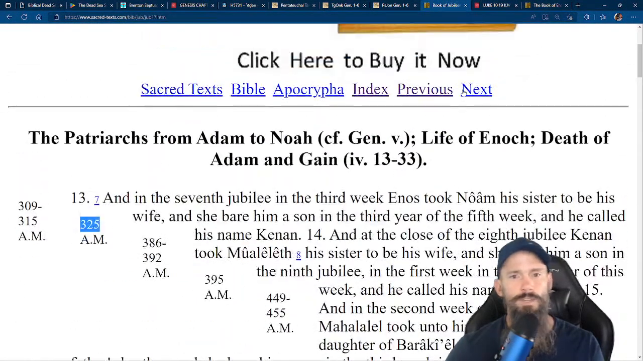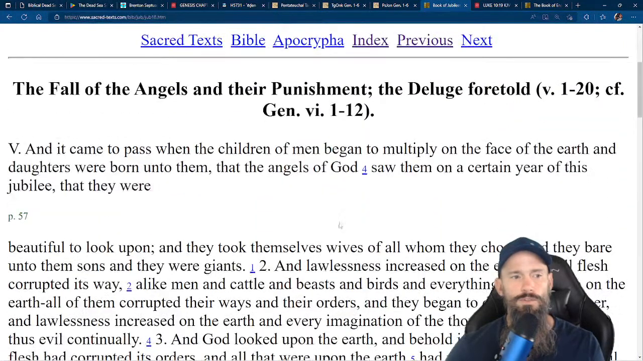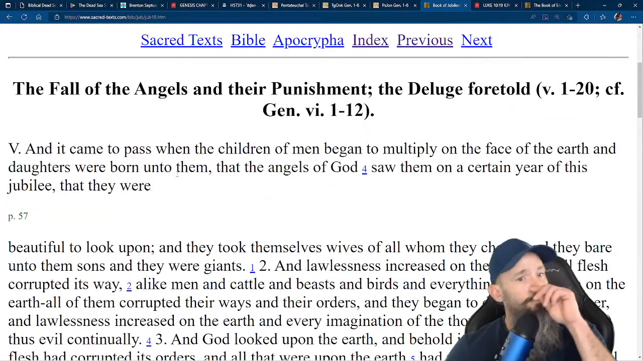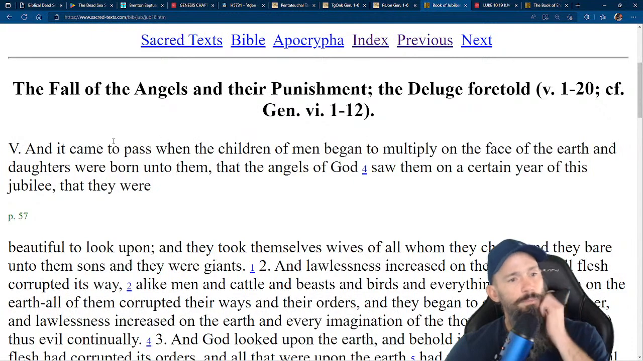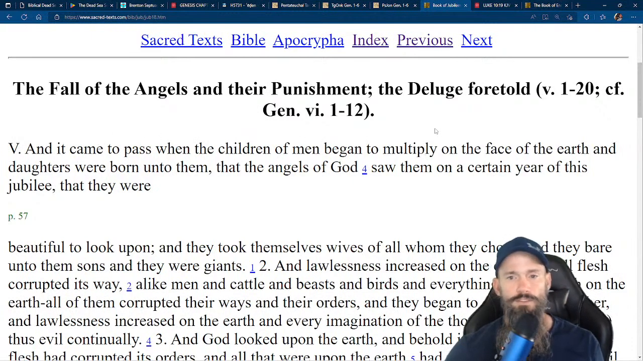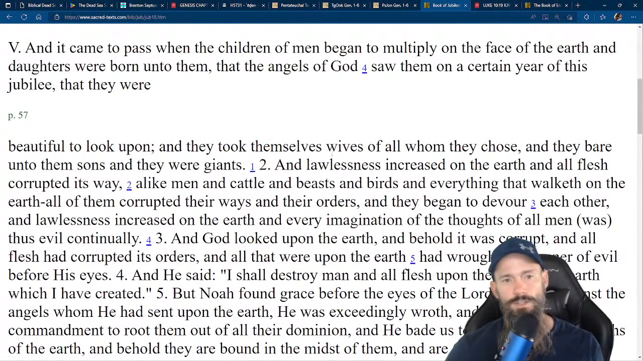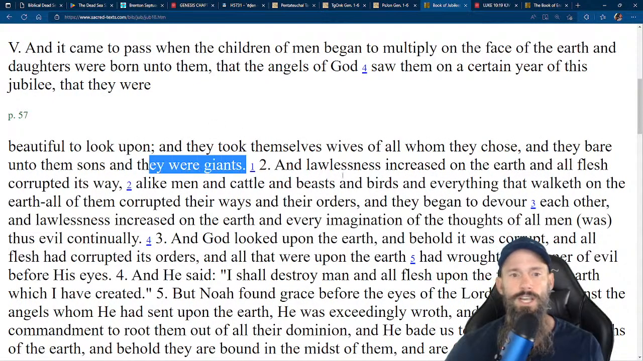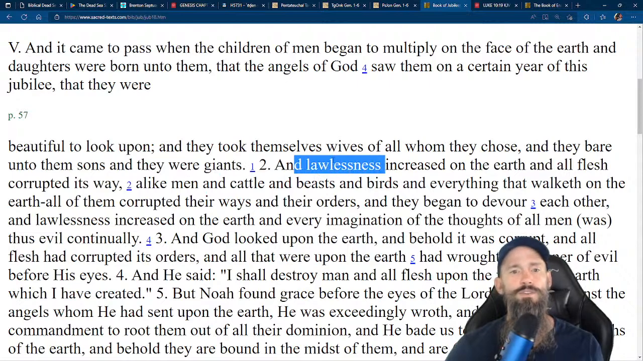Very interesting. You go to chapter 5 of Jubilees, and it came to pass when the children of men began to multiply on the face of the earth, and daughters were born unto them, that the angels of Yahuwah, the sons of Yahuwah, saw them on a certain year of this Jubilee, that they were beautiful to look upon, and they took themselves wives of all whom they chose, and they bare unto them sons, and they were giants. And lawlessness increased on the earth.